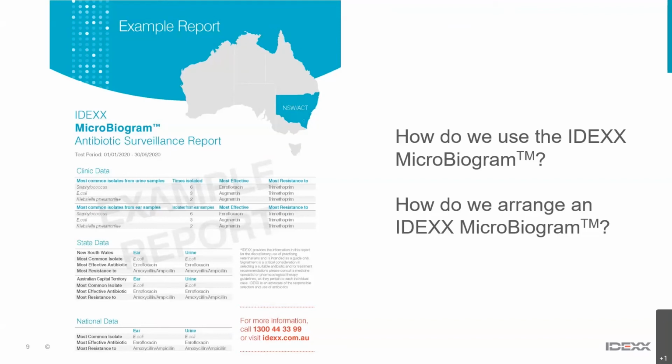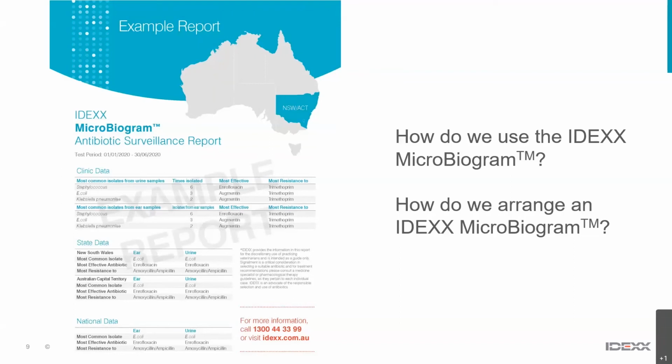Then we look at what the sensitivities have been. So we can tell you for each of those agents, which have historically been the most effective agents for that particular bacteria, and which agents have had the most resistance. You will also get data in there of, for the state that you're in, what are the most common isolates and what they're most and least sensitive to.